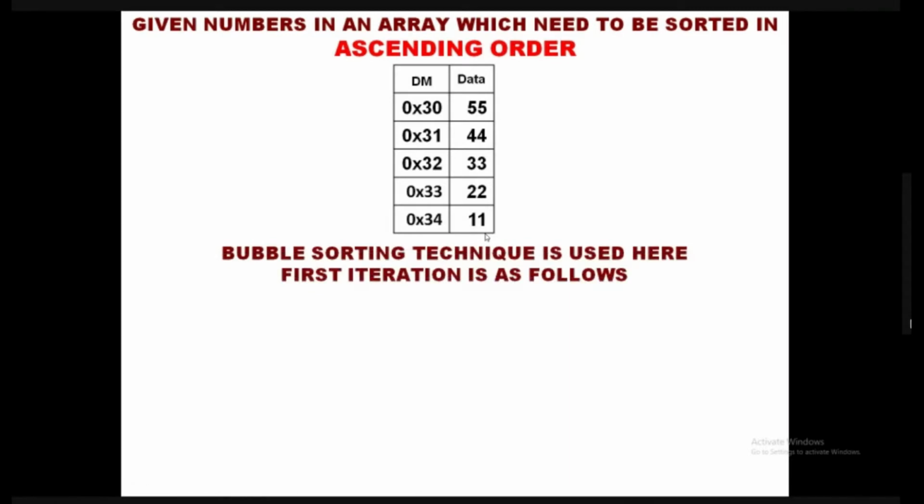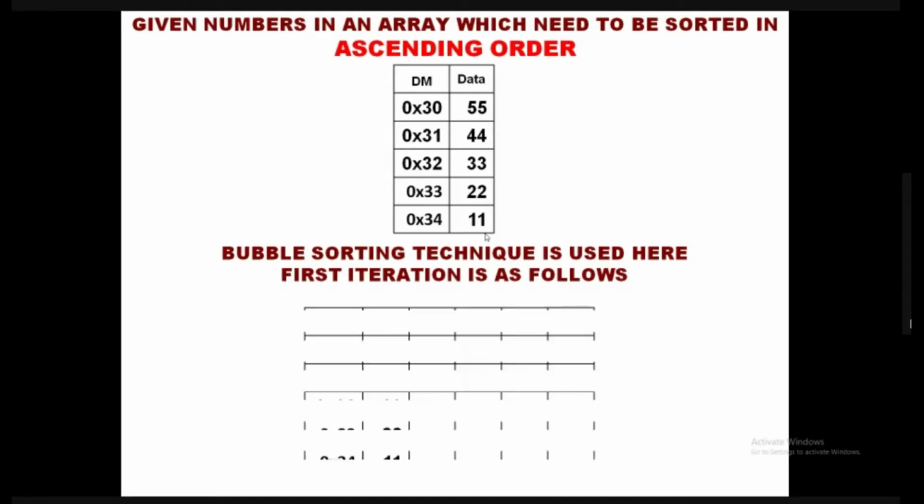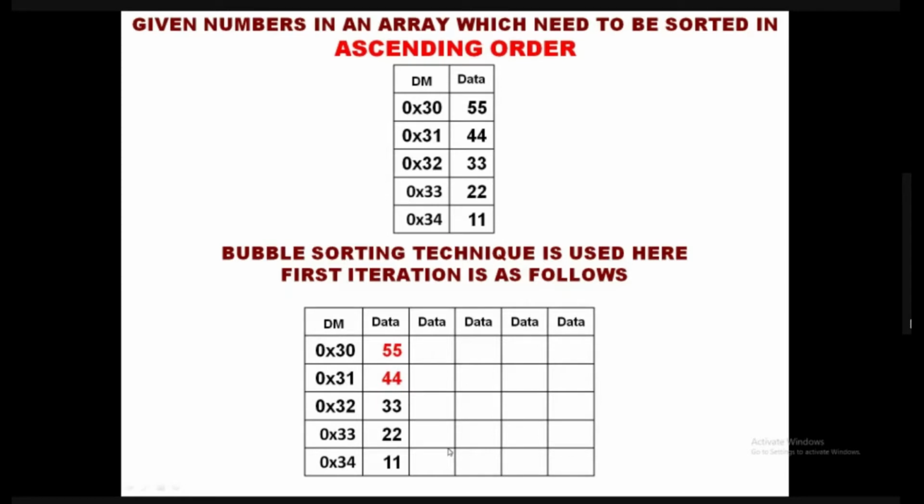For that we have to go for 4 iterations, and in each iteration we have to go for 4 comparisons. So if there are n numbers, it takes n minus 1 comparisons and n minus 1 iterations. In the first iteration we have to go for 4 comparisons. For 4 comparisons we are having 4 columns. How to do the 4 comparisons?